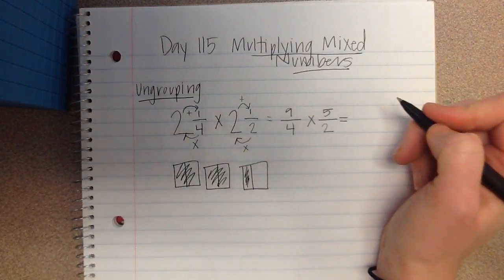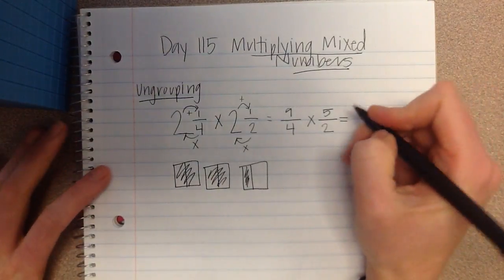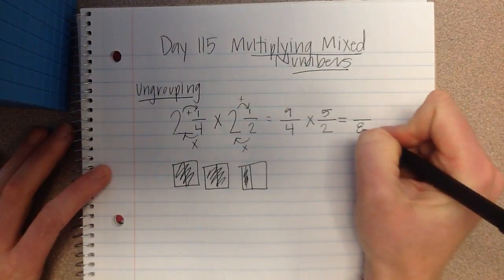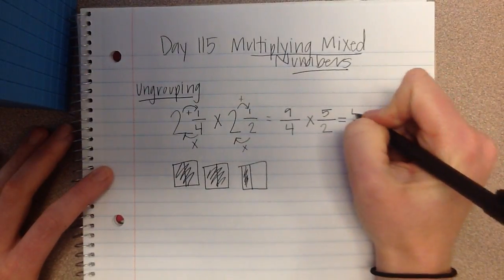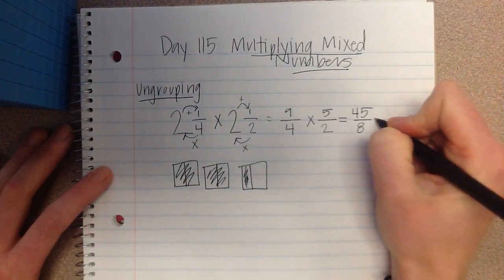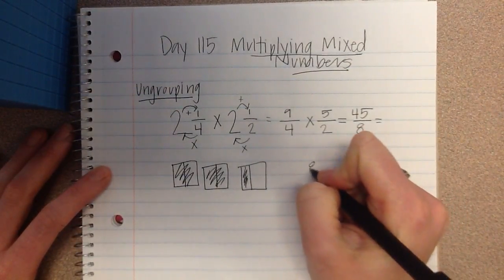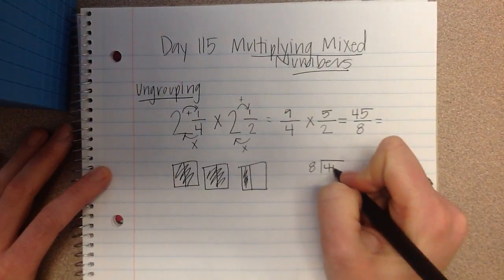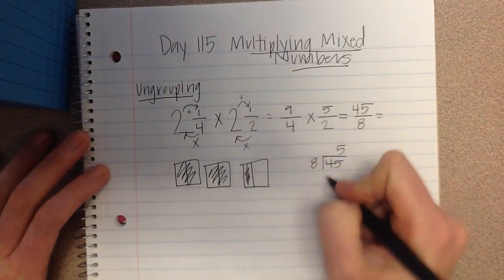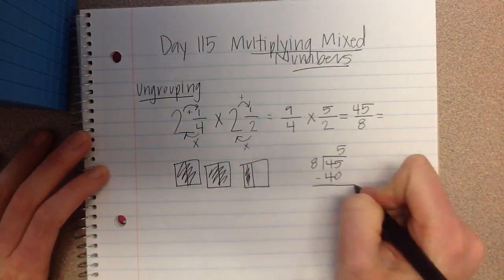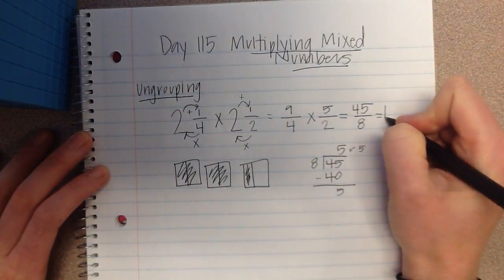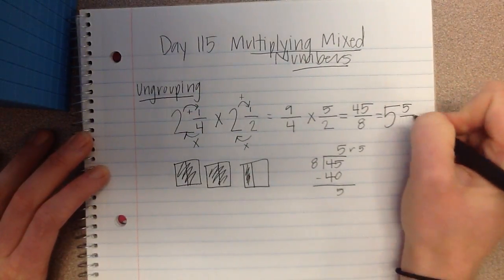Okay, now because I'm multiplying, I don't have to have common denominators. I just multiply straight across. 4 times 2 equals 8, and 9 times 5 equals 45. Now what I'm going to do is 8 into 45. I'm going to simplify or put it into proper. That gives me 5, 40, remainder 5. So my answer is 5 and 5/8.